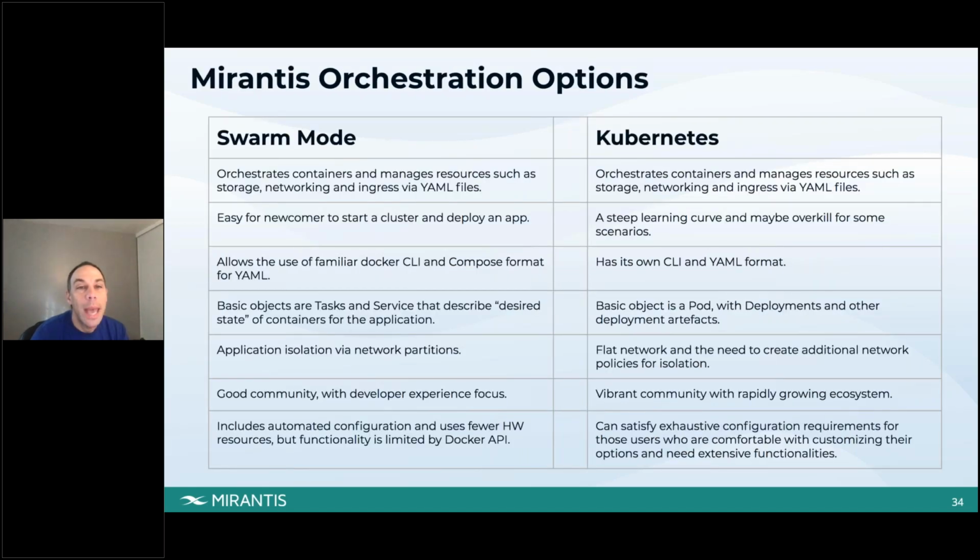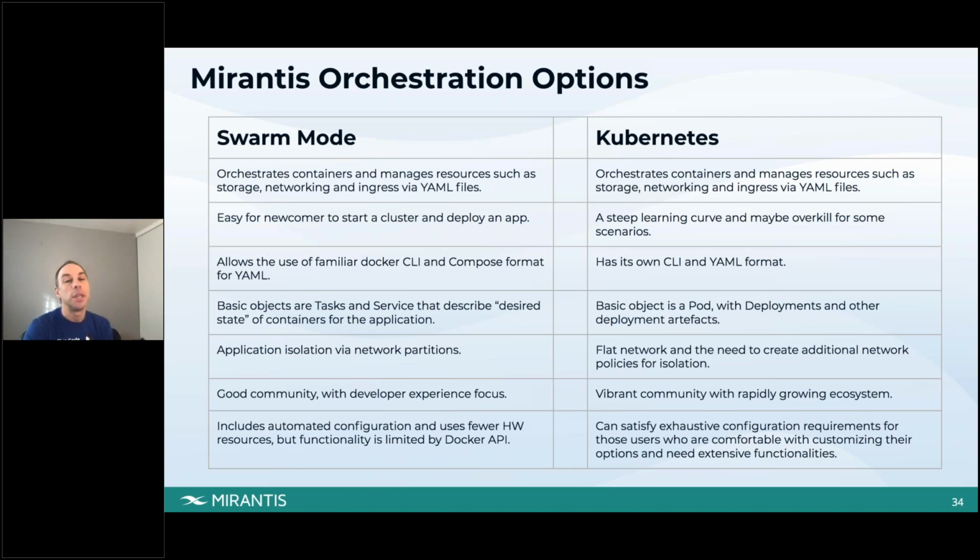So let's look at a chart that compares the two orchestrators side by side. So both orchestrators will manage your storage, networking, and ingress using YAML files. But the differences begin when we're talking about the learning curve. So in the case of Swarm, it's pretty easy for a newcomer to get started. And as you saw how easy it was in my demos to deploy an application, Kubernetes has a pretty steep learning curve. And I would even say for some scenarios, it might be overkill.